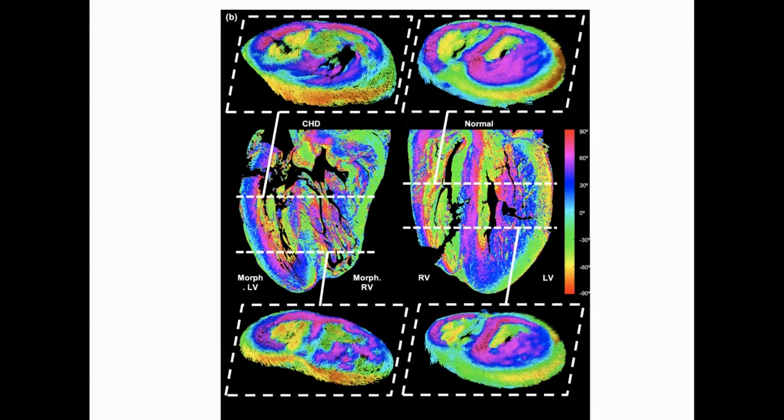So by using this kind of analysis, where we look at what you can see with phase contrast imaging and then do image processing to get the fiber structure out, we can really try to understand what happens in certain abnormalities.